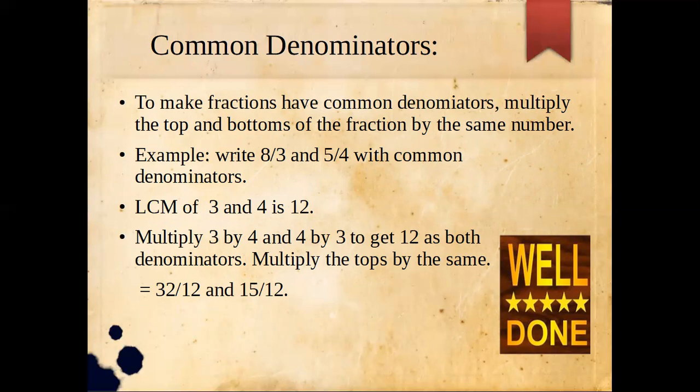If we multiply the bottom of the fraction by a number, we have to do that to the top as well. So in the end, what we get is 32 twelfths and 15 twelfths, because we're doing 8/3 times 4 on the top and bottom, which gives us 32 twelfths. And then we do 5/4 times 3 on the top and bottom, and we'll get 15 twelfths. Okay, well done if you got that right.